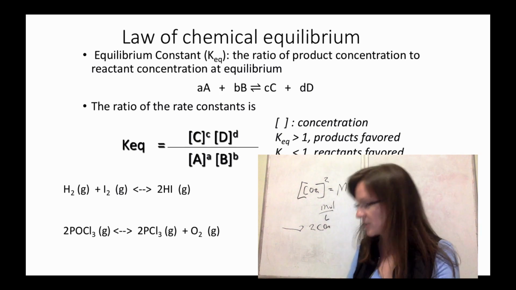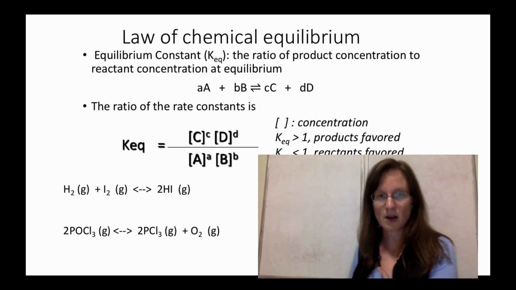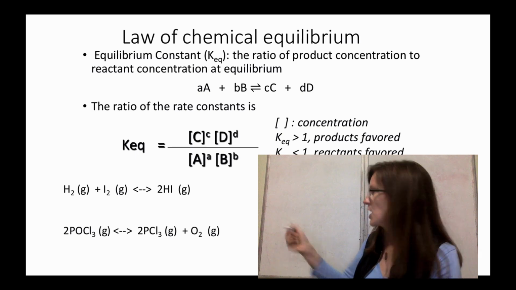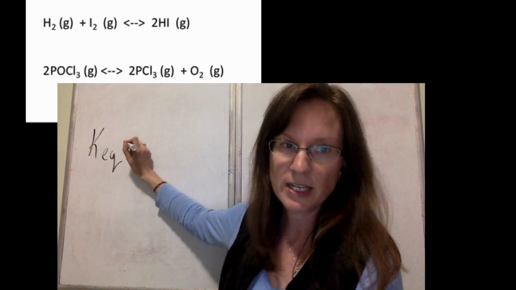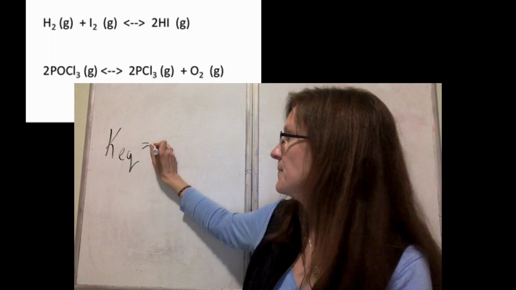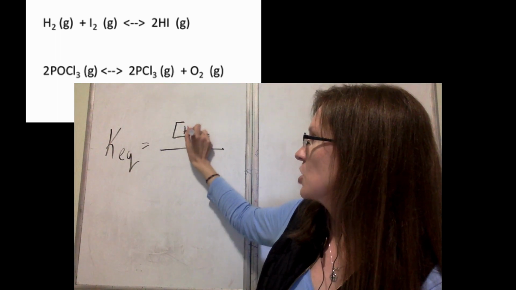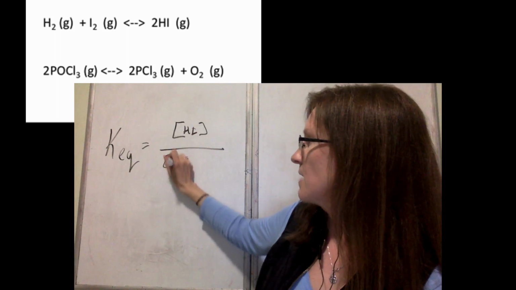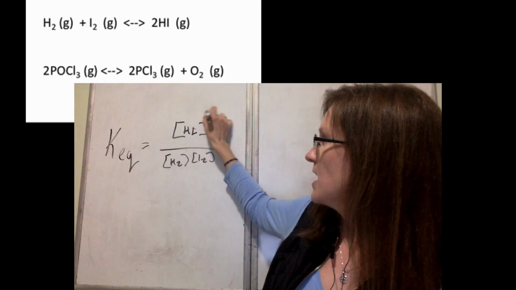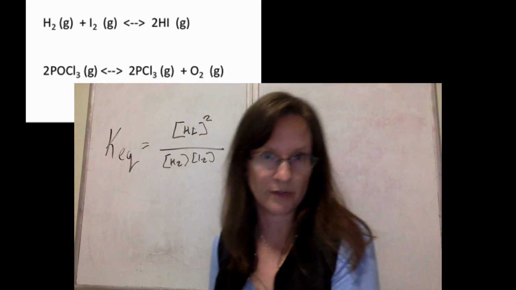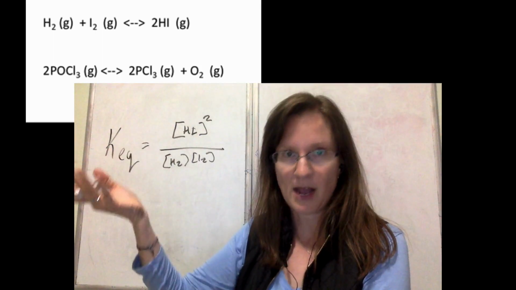K expressions are always products divided by reactants. So products are on top and reactants are on bottom. Let's try some of these out. There are a couple of equations on the slide. The first one is H2 plus I2 equals HI. So for K, the concentration of HI is going to go on top, and then on the bottom will be the 2 other factors. I'll raise HI to the power of its coefficient. H2 and I2 have no coefficients on them, so they don't have a power.